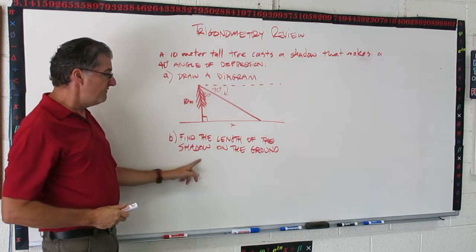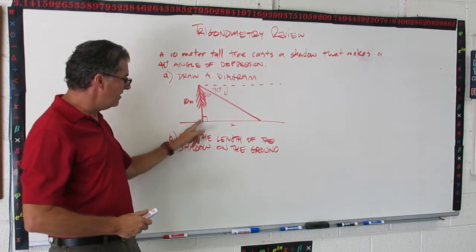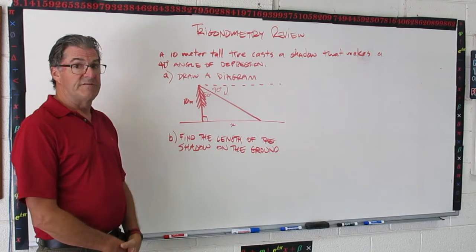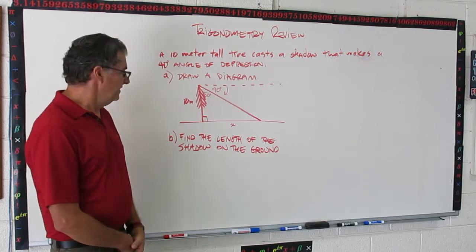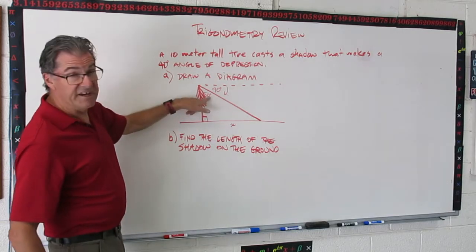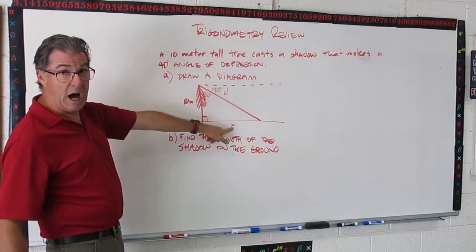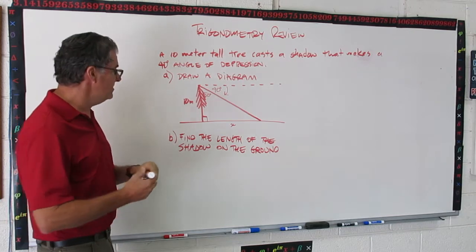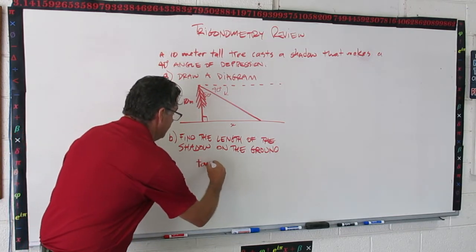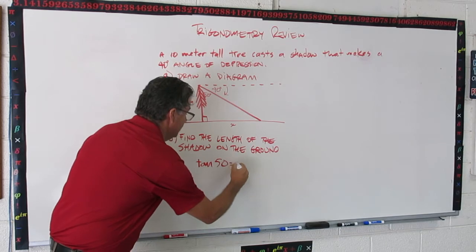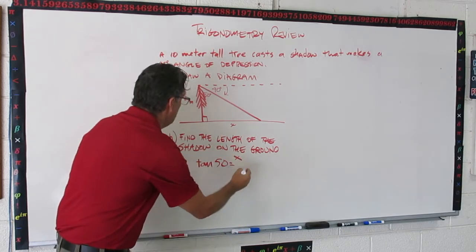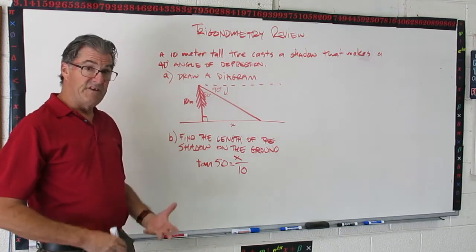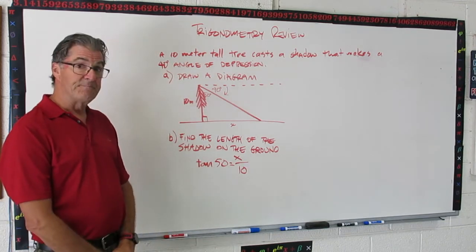Okay, now we've got a fully labeled diagram. Let's move on to part B. Find the length of the shadow on the ground. That's this length there. Pause the video, write your trig equation for that. Okay, here's the angle I know, 50. I want the opposite and I know the adjacent. Tangent is the one that relates opposite and adjacent, so that's tan 50 equals opposite over adjacent. Okay, so now pause the video and solve that equation for me.